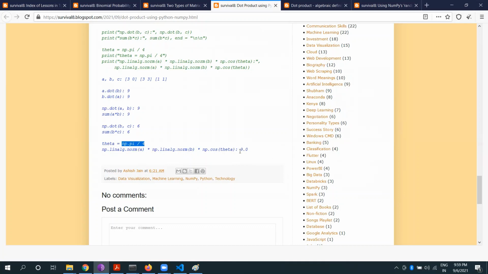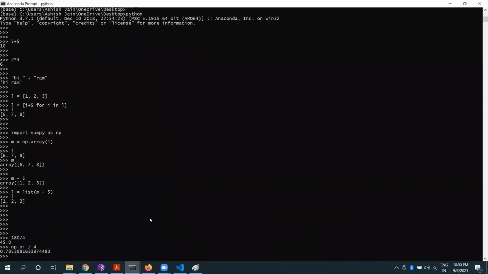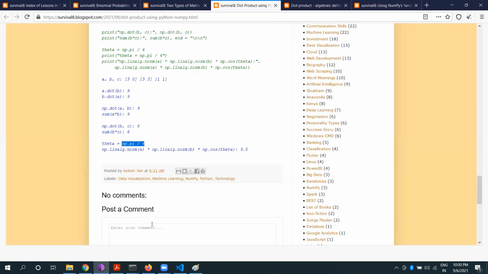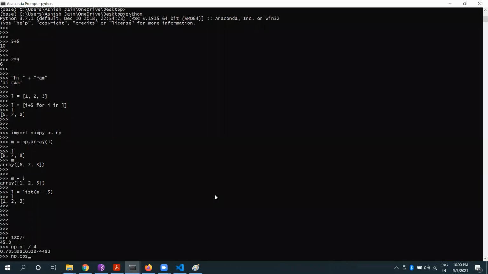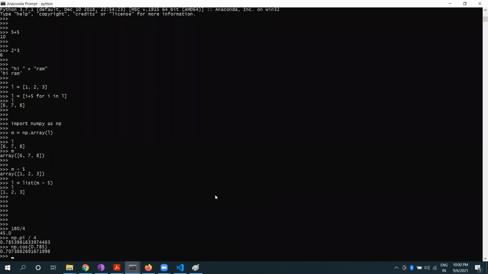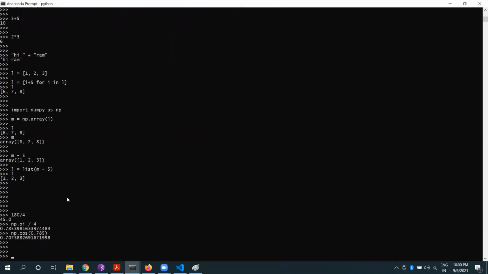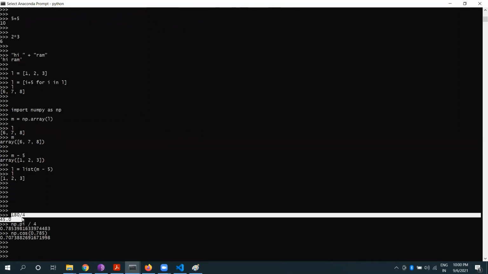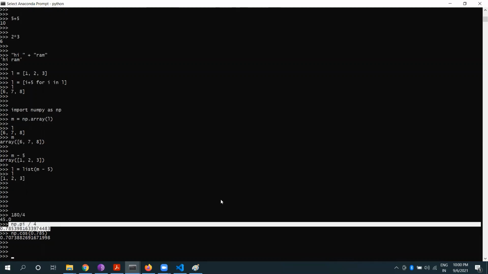So 45 degrees, its cos theta is cos 45 degrees, but it's not 45 because over here it is in radians. If we do this, it won't give you 45. It will give you this, and this is radians. We can also check over here np.cos, 0.785. So this is clear, right? This is radians.